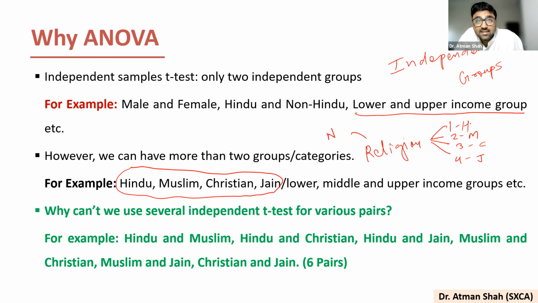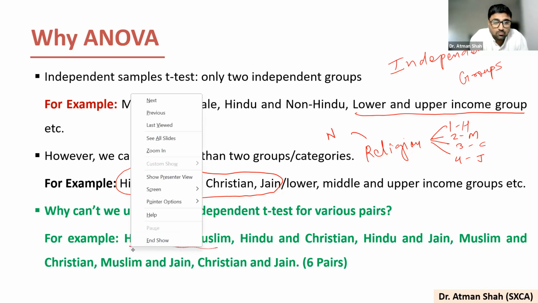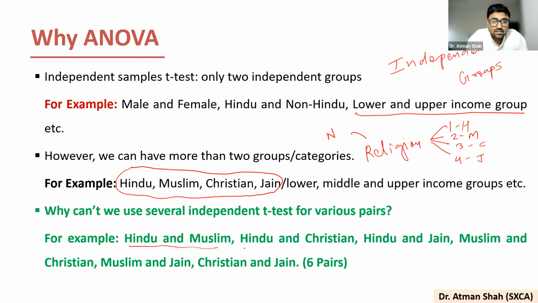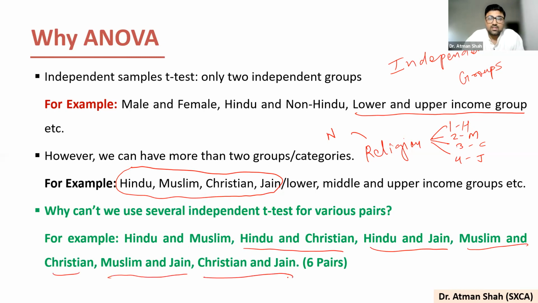Various independent samples t-tests for various pairs. So for example, first independent t-test for Hindu and Muslim. Then second, Hindu and Christian. Third, Hindu and Jain. Fourth, Muslim and Christian. Fifth, t-test Muslim and Jain. And sixth, t-test Christian and Jain. So we need to perform 6 independent samples t-tests in this case. Right? Now, what's the problem in performing various independent samples t-tests for various pairs?